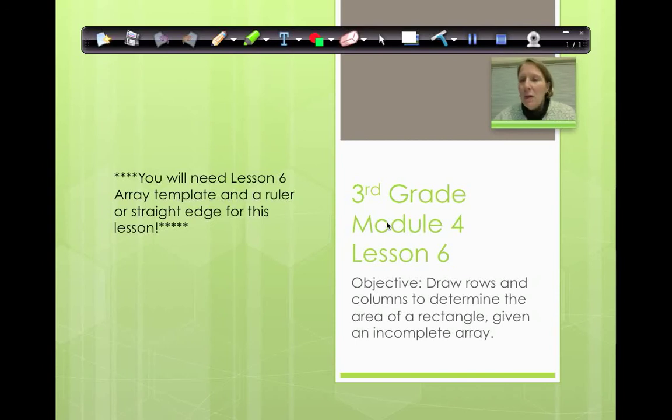Hello, today we're going to do Module 4, Lesson 6. And our objective is that we're going to be able to draw rows and columns to determine the area of a rectangle given an incomplete array. So incomplete means there's something missing.